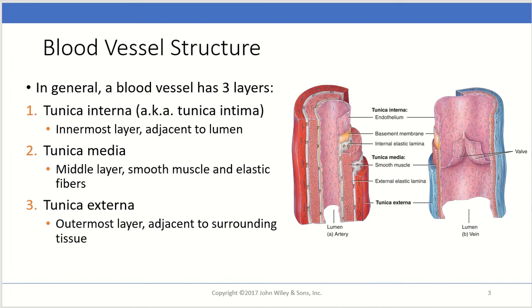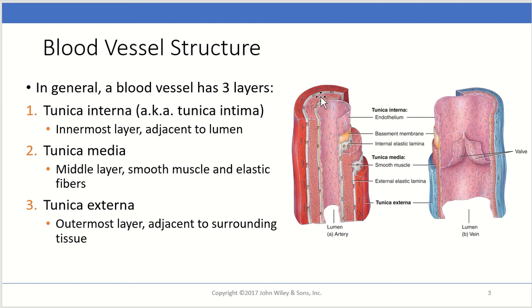So looking at the various structural components of our blood vessels. In general, a blood vessel is going to have three layers. We have the Tunica Interna, also known as the Tunica Intima. This is the innermost layer of the blood vessel. You can see this here, our inner layer. And this is going to be the layer that's adjacent to the lumen of the vessel, or the hollow part of the vessel. The Tunica Media is the middle layer of our vessel.